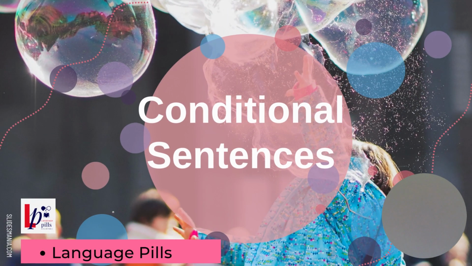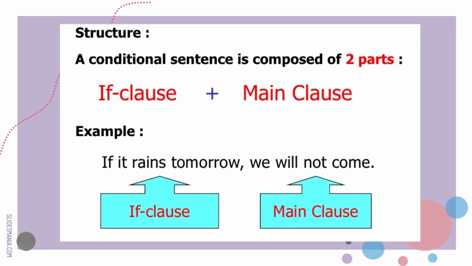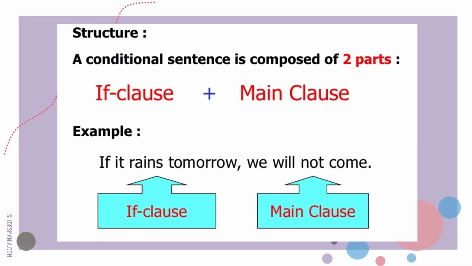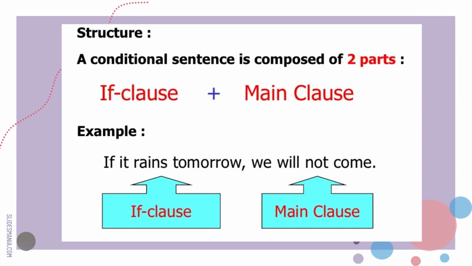Today we're going to study conditional sentences. Conditional sentences express the degree of probability that something will, might, or could happen. Structure: a conditional sentence is composed of two parts, if clause plus main clause. Example: if it rains tomorrow, this is the if clause. We will not come, main clause.